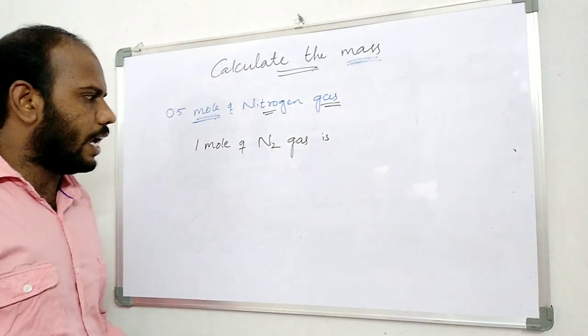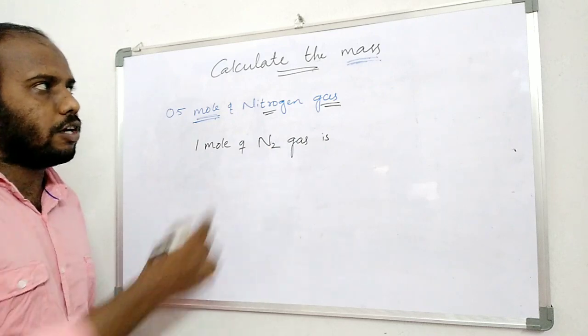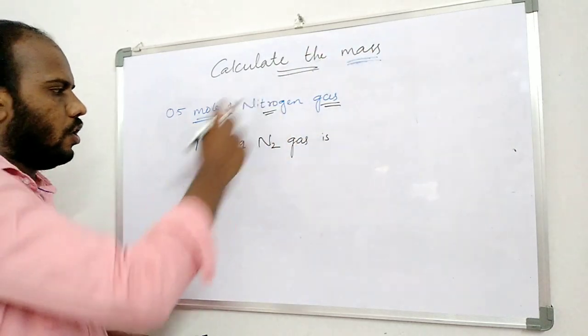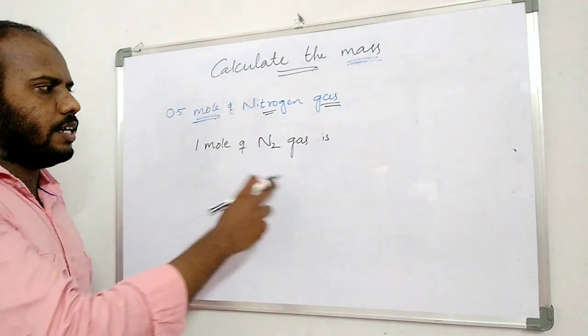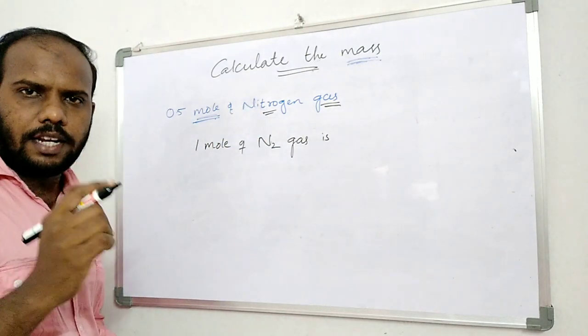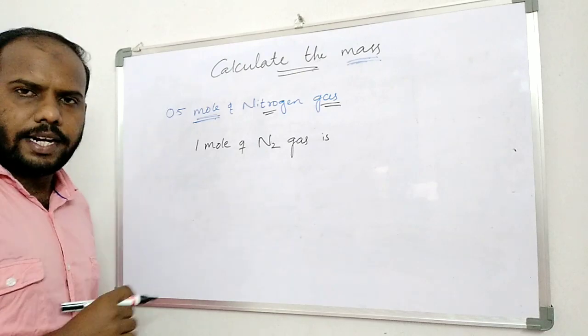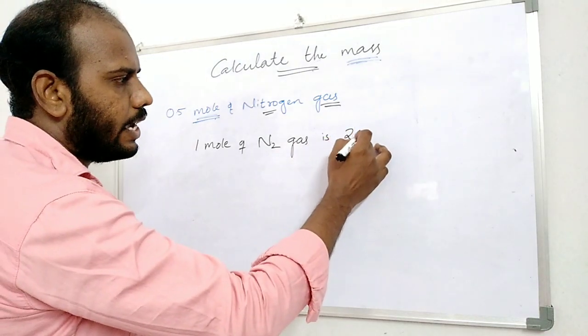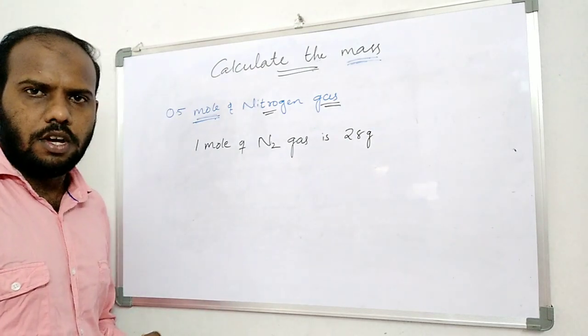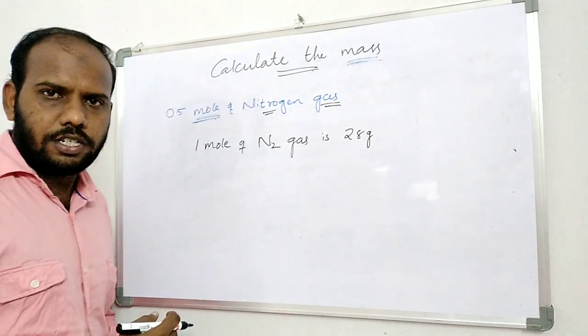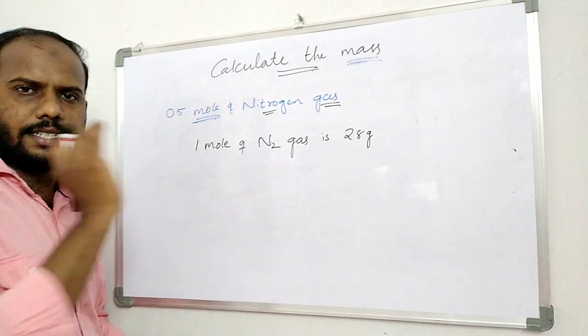So 1 mole of nitrogen gas is how many grams? Nitrogen N2, because it is a mass-mole relation. Mole is already written, now we have to write the mass. So nitrogen N2: 1 nitrogen is 14 gram, 2 nitrogen will become 28 gram. Got it, children? So we have taken the standard values. First step, understand the relation. Second step, write its standard.